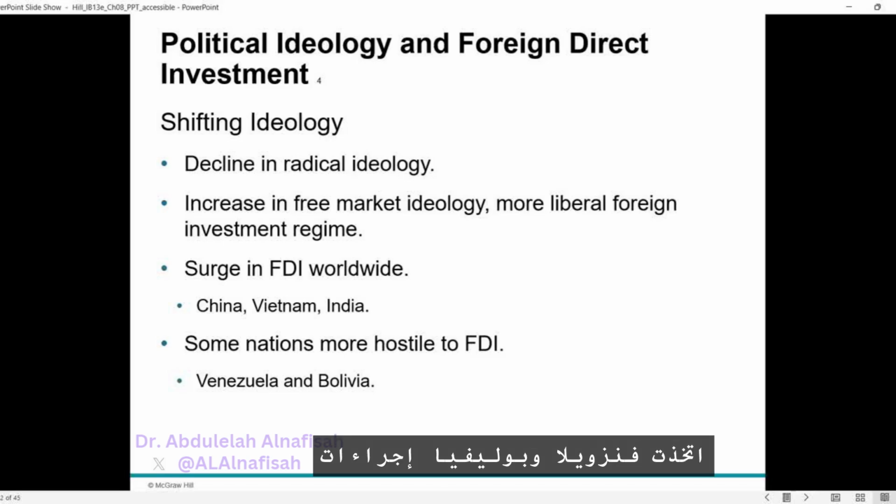However, some nations have shown signs of a hostile shift toward FDI. Venezuela and Bolivia have taken aggressive actions, such as rewriting oil and gas contracts to increase state royalties and nationalizing gas fields under President Evo Morales.